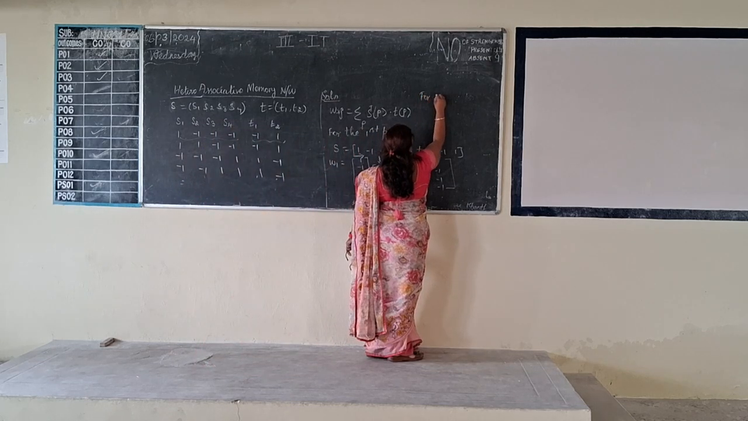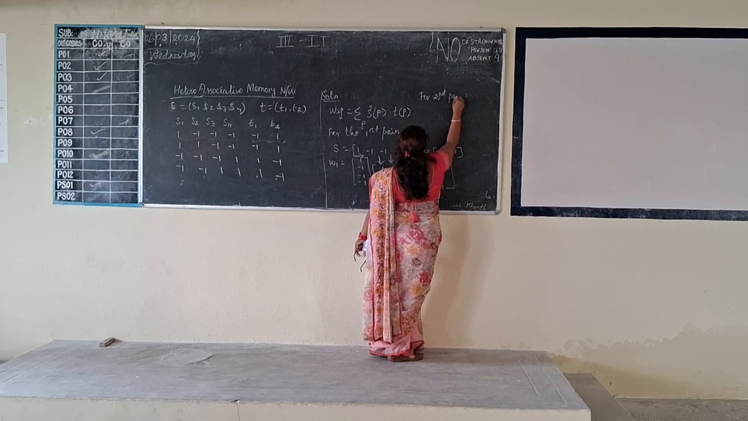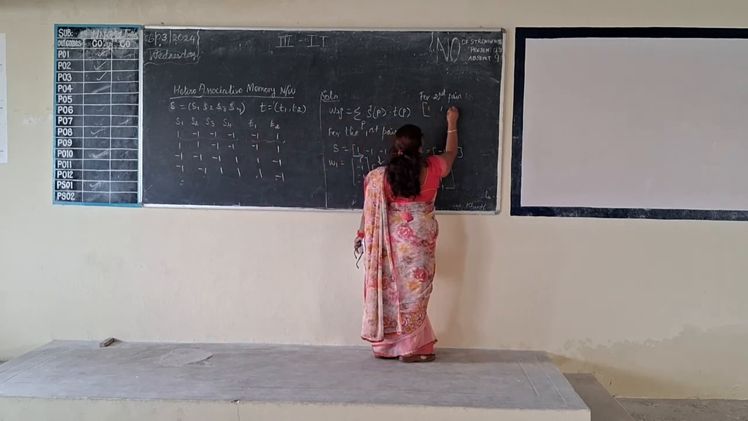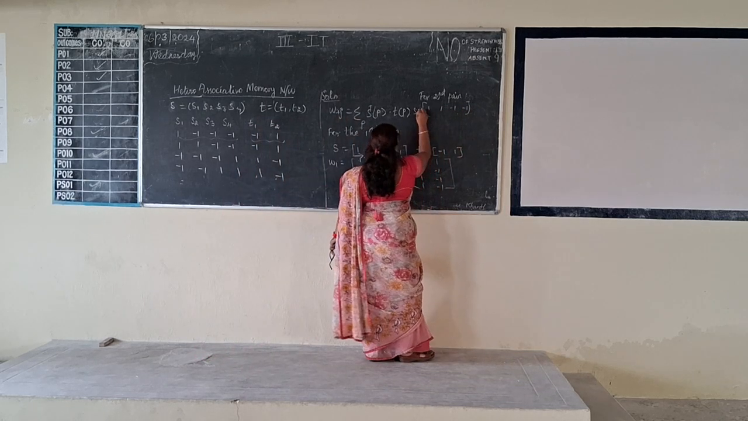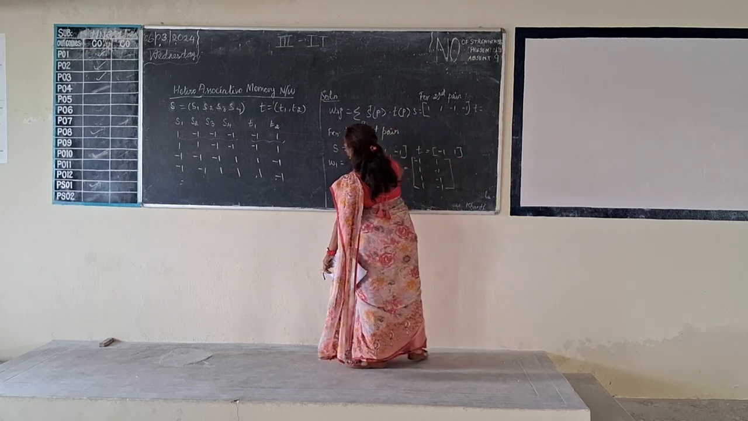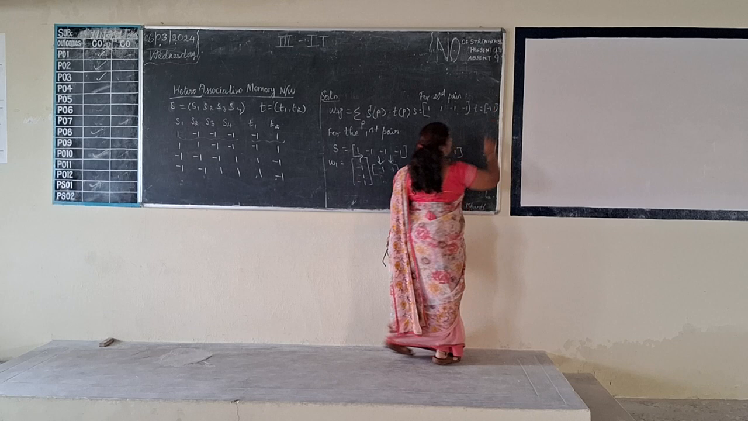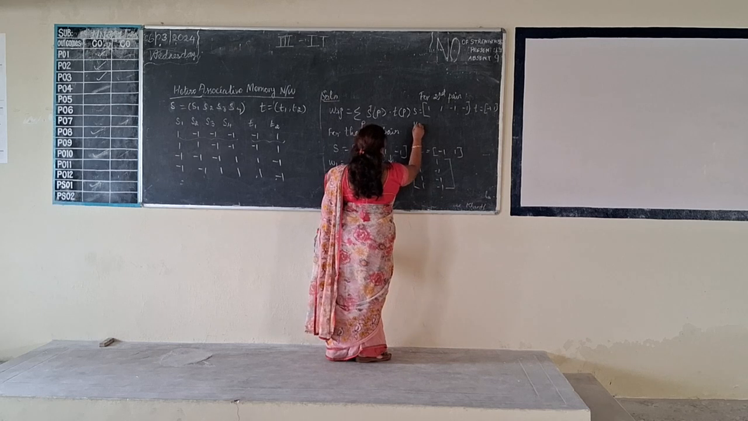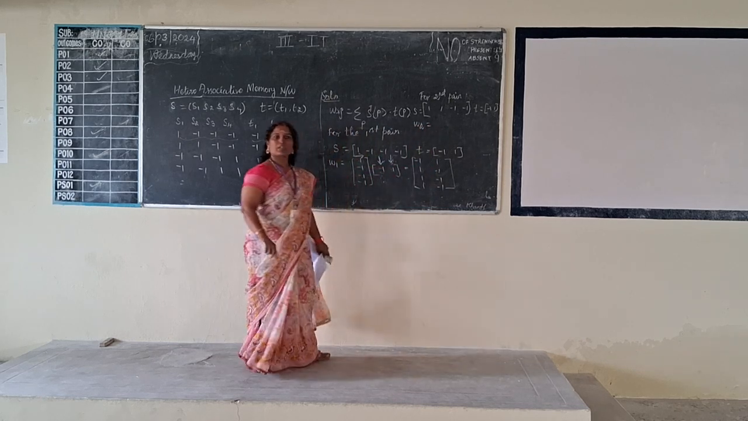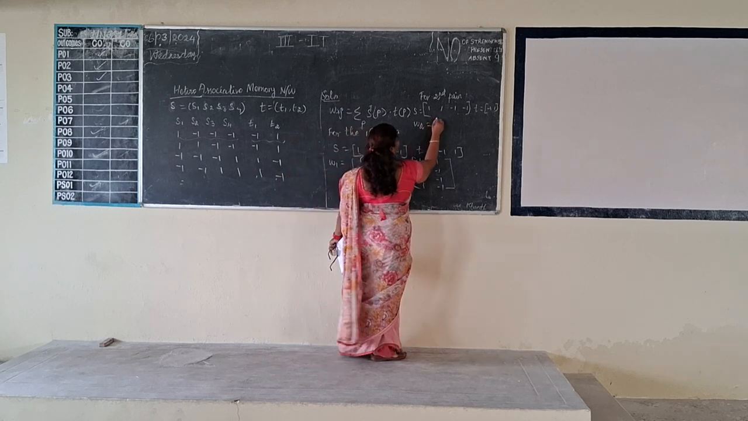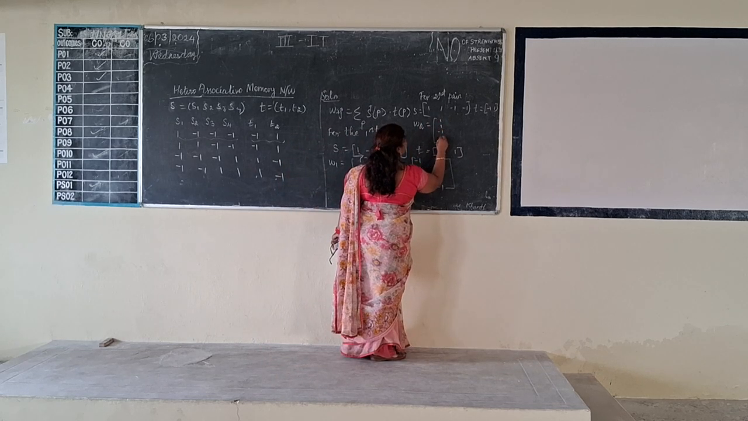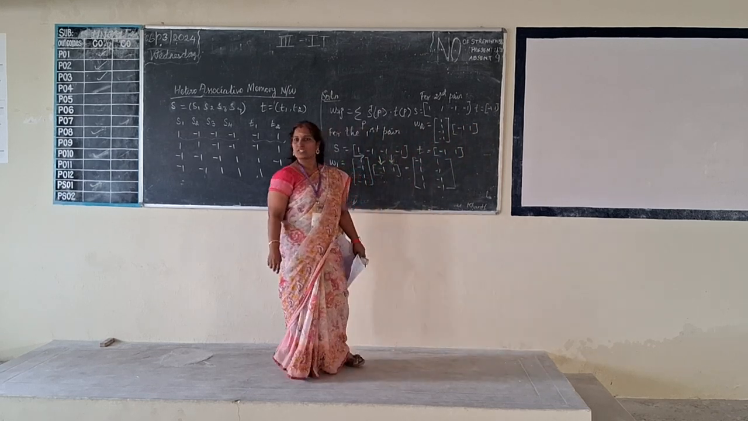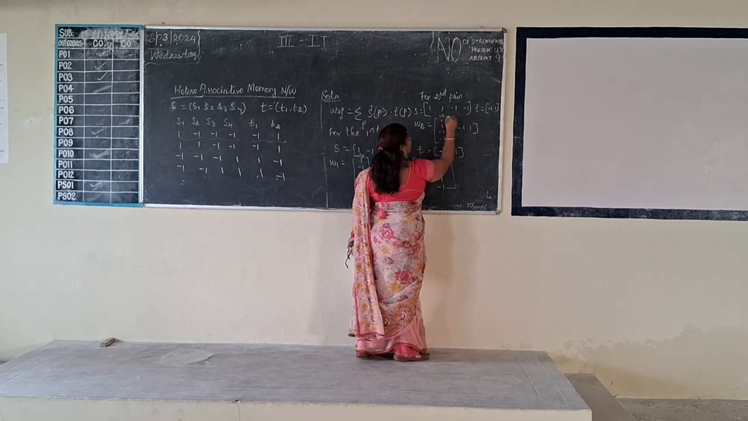For second pair, S is 1 1 minus 1 minus 1 and T is equal to minus 1 and 1. Got it? So now using this we need to compute W2. W2 is the transpose of S, 1 1 minus 1 minus 1, and then T, minus 1 1. Right? So same way you need to multiply this.